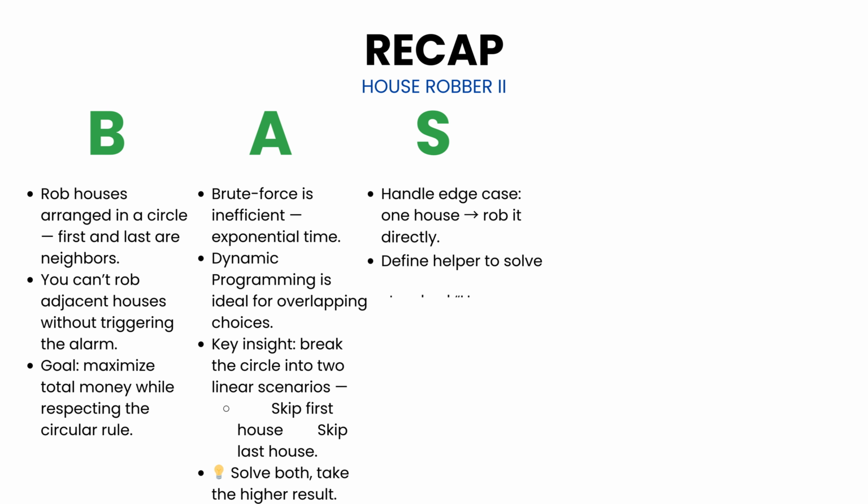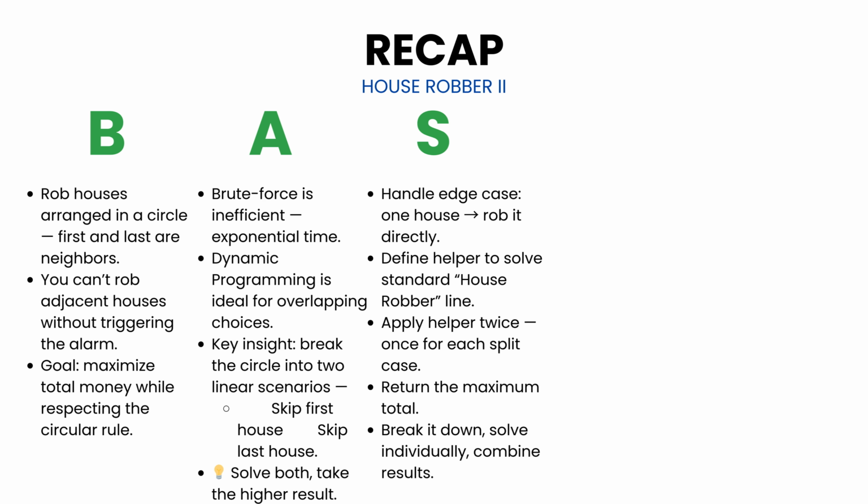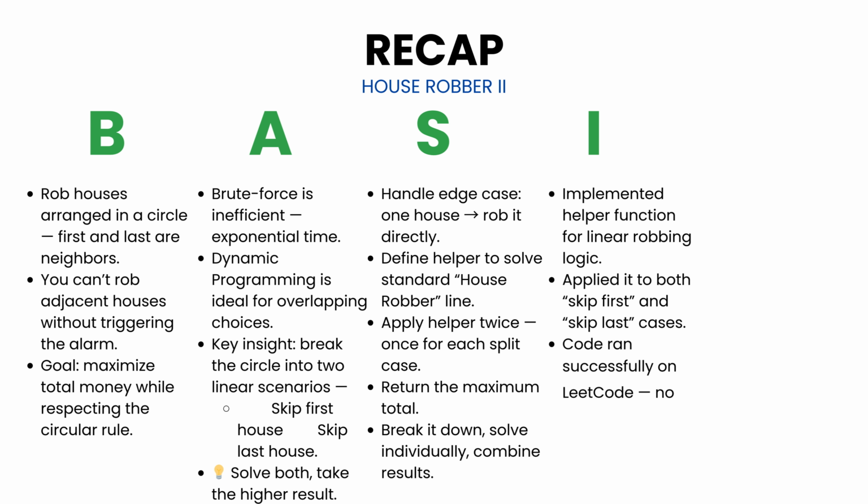Structure recap. The plan was clear. Handle the edge case for a single house. Define a helper function to calculate the best loot in a straight line, and apply it twice, once for each scenario. Finally, return the maximum of the two outcomes. Implement recap. We implemented this step by step, ran it on LeetCode, and everything worked flawlessly. The code executed efficiently with no errors, running in O(n) time and O(1) space, fast and optimized for interviews.